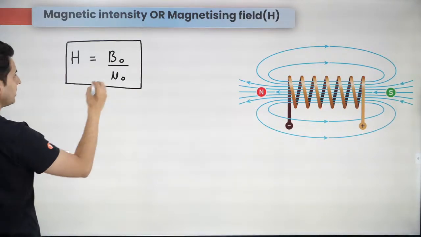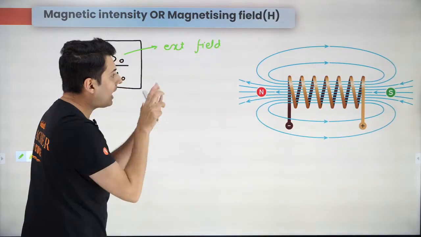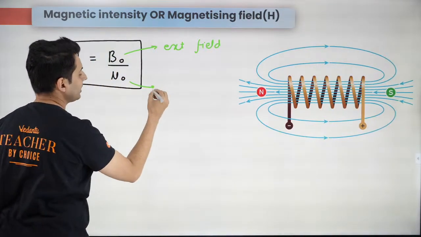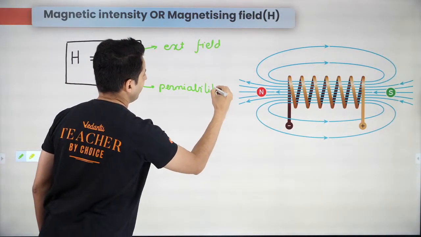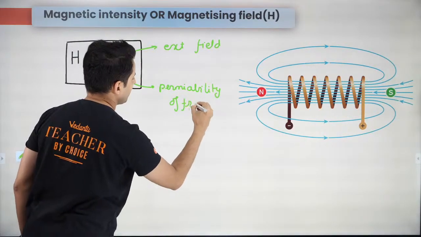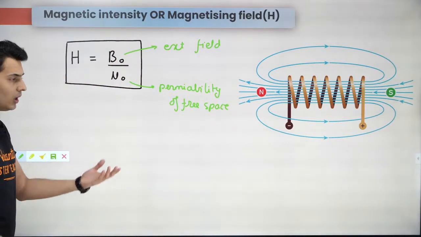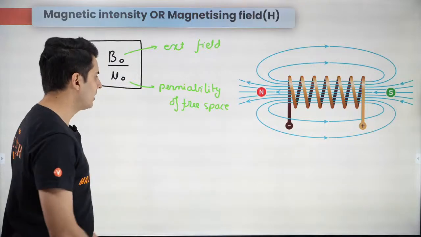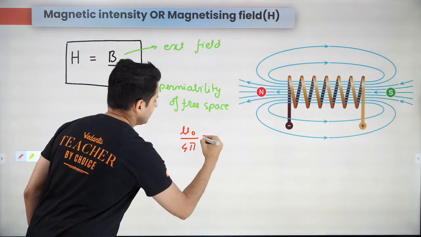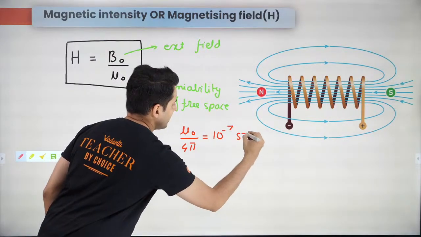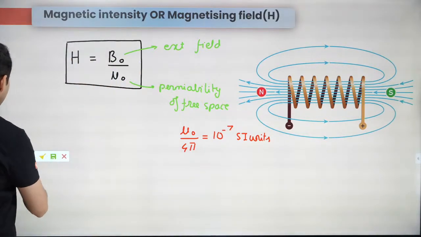Okay, so very, very important terms. This is your external field which is trying to magnetize a material, and this mu naught is nothing but the permeability of free space, nothing more, nothing less. And we all know mu naught by 4 pi is nothing but 10 to the power minus 7 SI units. Very, very important.